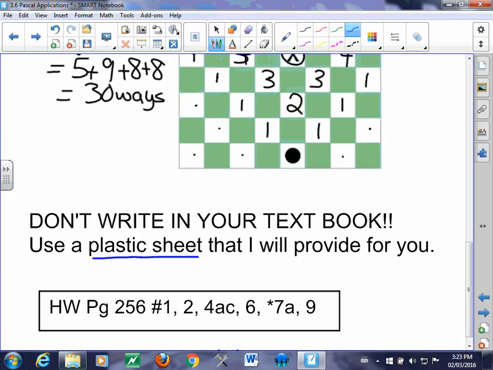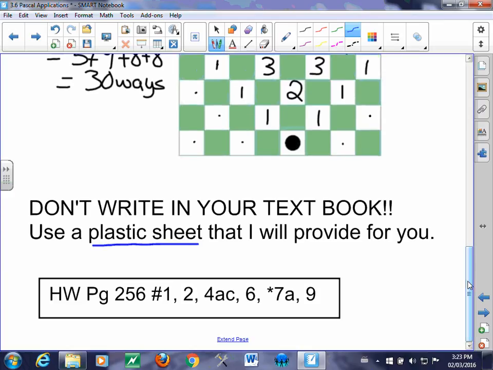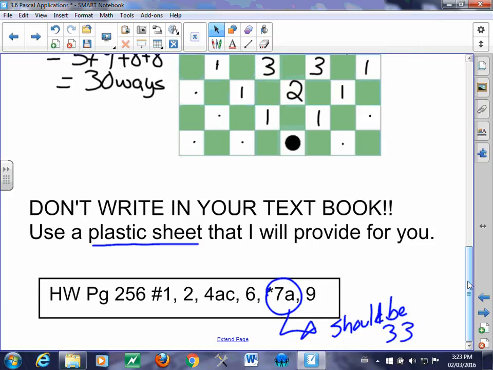All right, here's your homework for that. Page 256, numbers 1, 2, 4AC, 6, 7A, and 9. And I believe from past years, 7A has the wrong answer in the back of the book. It should be 33. So please make a note of that. Sometimes textbooks have wrong answers, but that one should be 33 instead of whatever it is in the book.